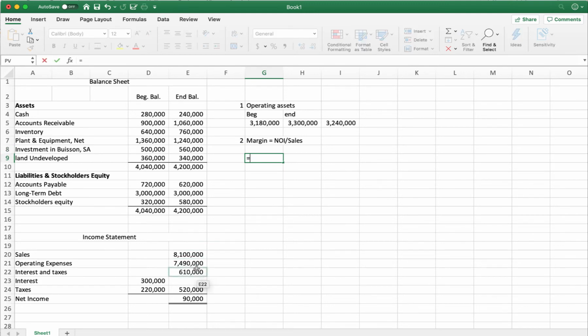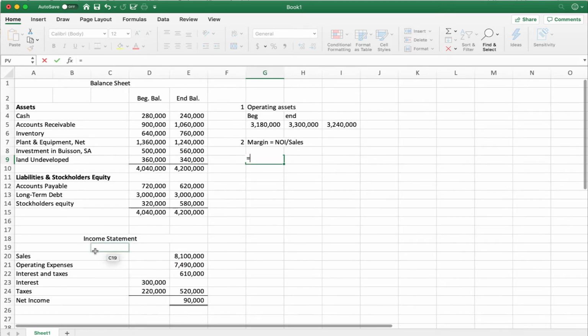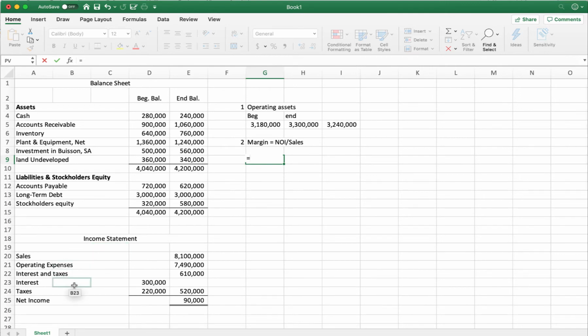We have down here our income statement. We have our net operating income, which is $610,000 in this example. And we divide that by our sales, which in this case is 8,100,000. I'm going to turn this into a percent, take it out 2 places, and we see that our margin is 7.53%.